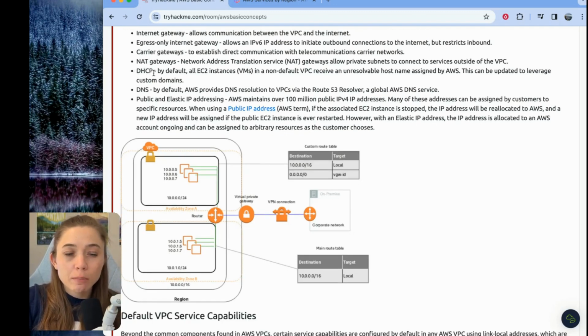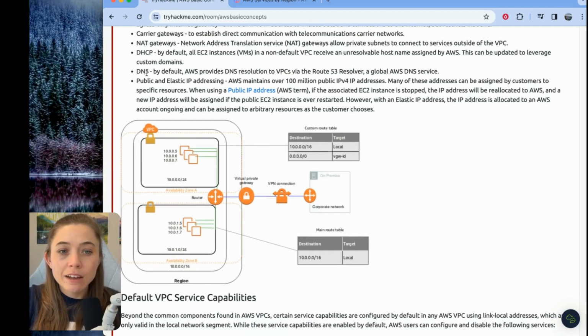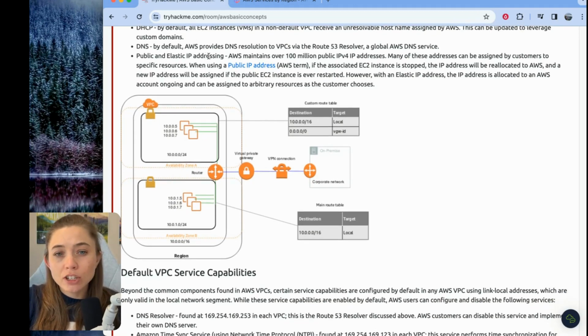DHCP. If you're not a networking person, DHCP stands for Dynamic Host Configuration Protocol, and DHCP servers typically assign IP addresses to resources instead of having to assign IP addresses manually. By default, all EC2 instances, VMs in a non-default VPC, receive unresolvable host names assigned by AWS, and then you can update those to leverage custom domains. DNS: by default, AWS provides DNS resolution to VPCs via the Route 53 resolver, which is a global AWS DNS service. And then public and elastic IP addressing.